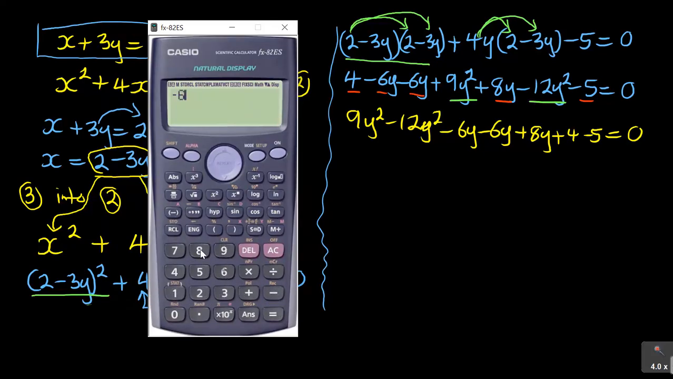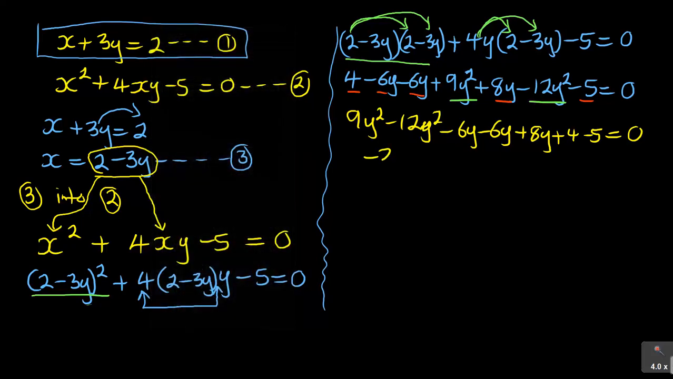Then minus 6 plus 8 is giving me a negative 4. So here is negative 3y squared minus 4y. 4 minus 5 is minus 1, equal to 0. Depends how you want to work. You can interchange the signs.